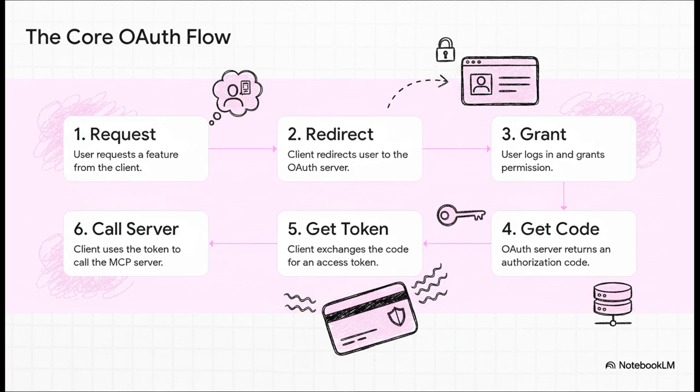So you, the user, ask your app to do something. The app then sends you over to a trusted login page. Think of your company's single sign-on page. You log in, you grant permission, then the server gives your app a special temporary code. The app takes that code and behind the scenes exchanges it for the actual access token, our hotel key card. From that point on, it uses that token to make secure requests for you.